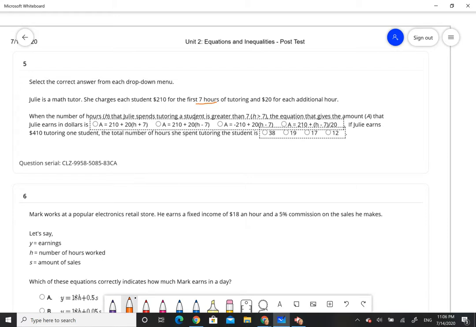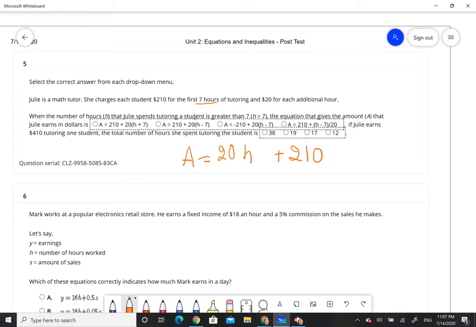she charged each student $210, right? So that means the amount would be A equals, so it's always plus 210, because that is the amount she always charges when the tutoring time is more than 7 hours. And then each hour would cost $20 times H, right? So 28 plus 210. So which one is, oh, not.